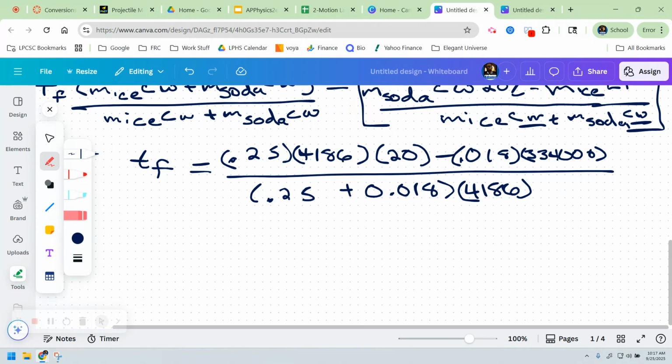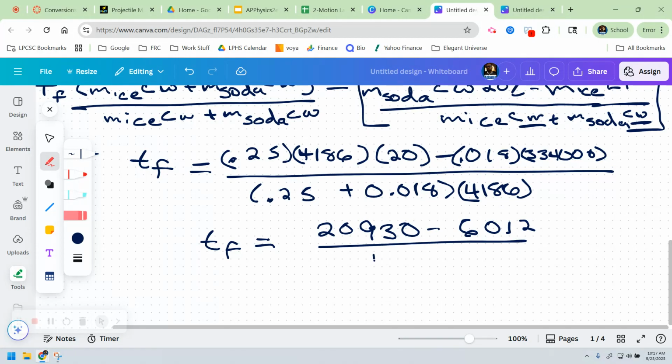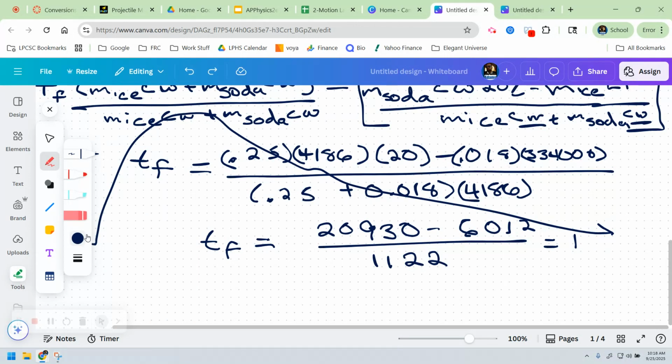So then when I calculate all this, the math ends up being about 20,930 minus 6012, all over 1122. And so all that reduces down to 13 degrees Celsius, roughly. Oh, of course it screws up right at the end there, huh? Of course it does.